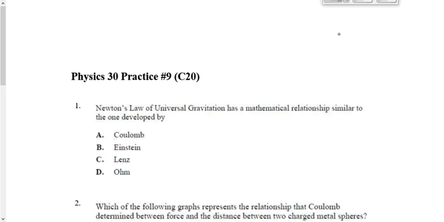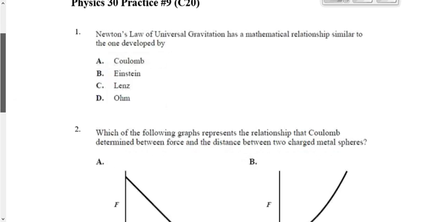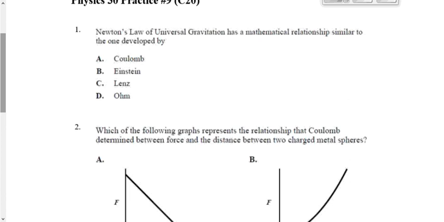Practice question set number 9. Question number 1 says, Newton's law of universal gravitation has a mathematical relationship similar to the one developed by who?